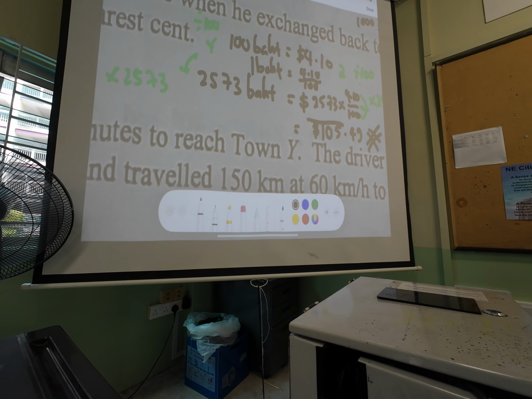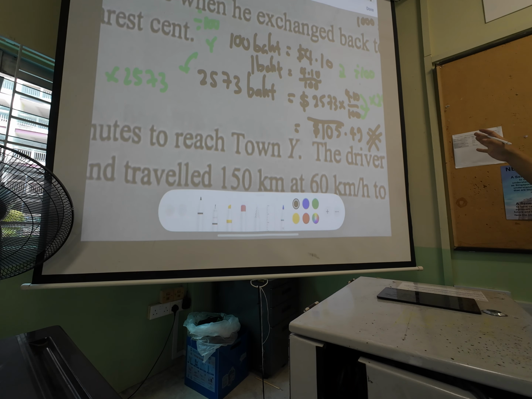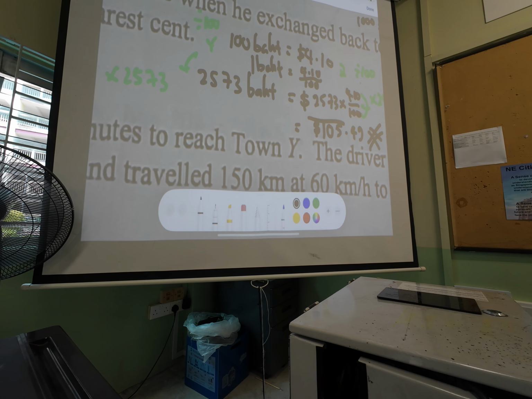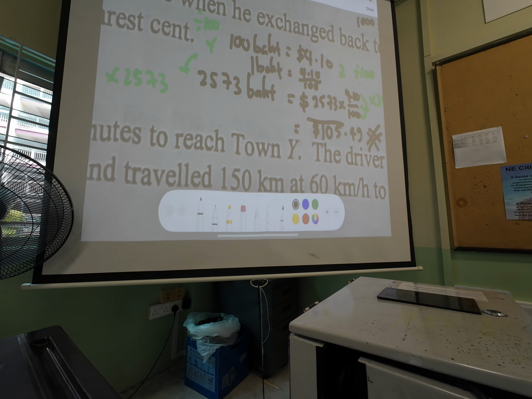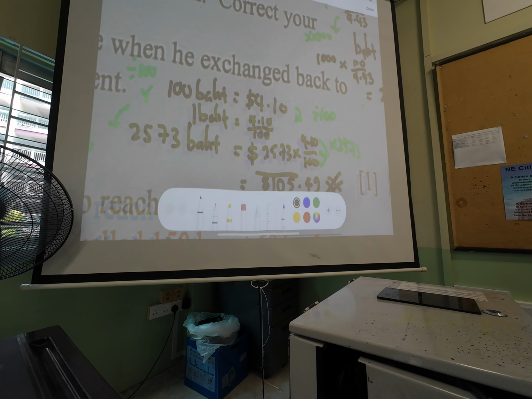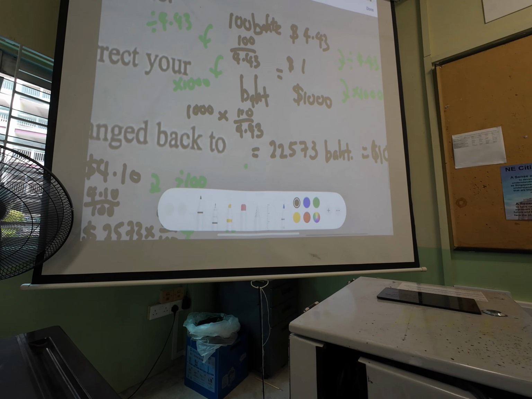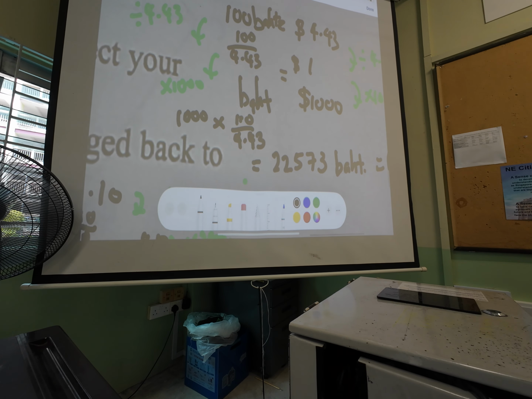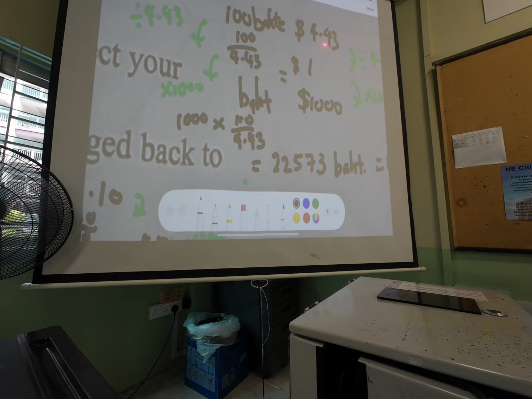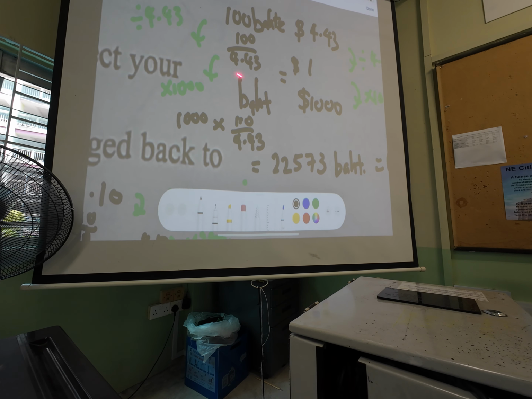Can anyone got difficulty? How to change the 1,000 to baht? Here, every 100 baht is $4.43. I want $1,000. Then I want to know how much baht.